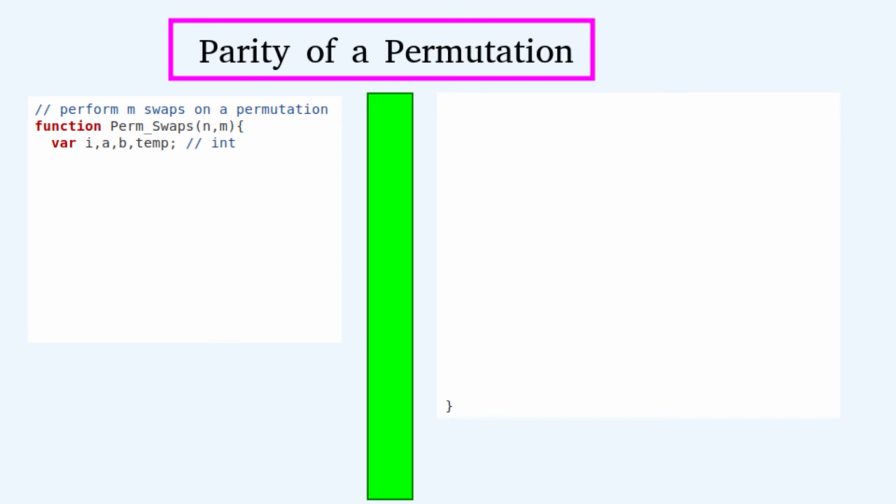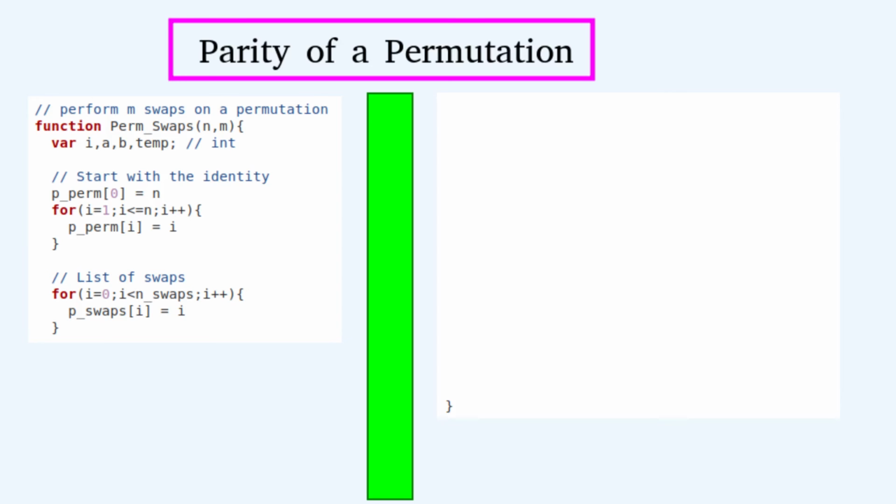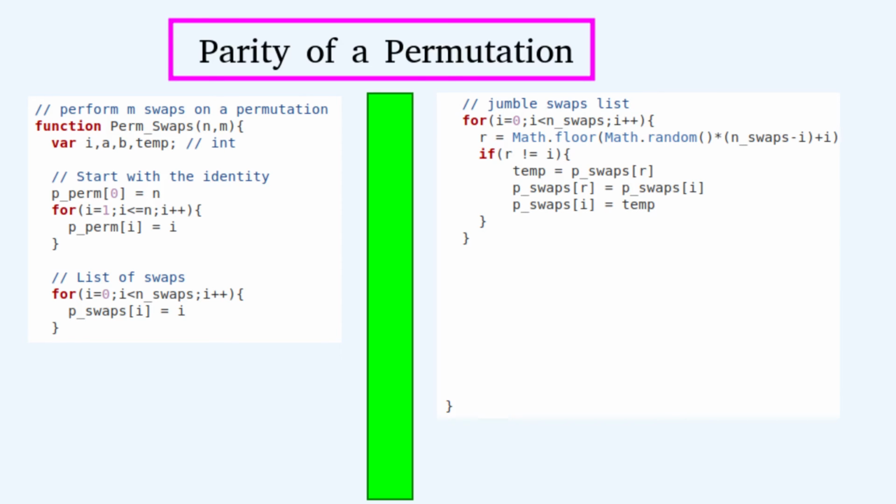Now to create a function that can perform a finite amount of swaps on a permutation, we'll firstly declare the function. The number of swaps performed is m. We'll firstly make the identity permutation and then apply swaps to it afterwards. Then we'll create another list called swaps, containing numbers that point to various swaps in an array containing swaps. We'll jumble this list of swaps using this classic jumble code. Then we'll apply m swaps to the permutation.